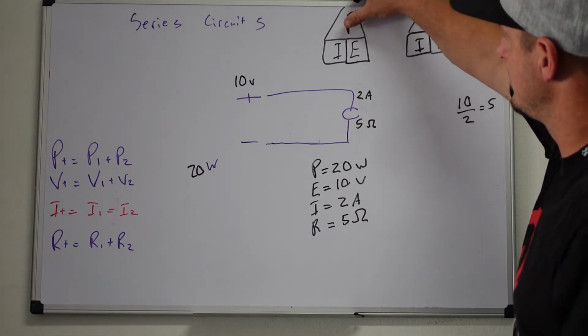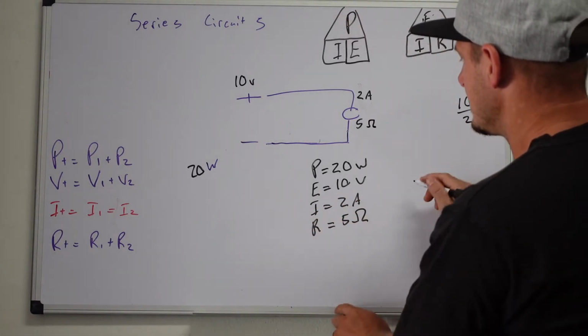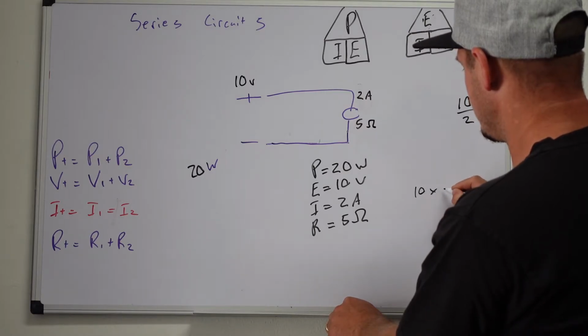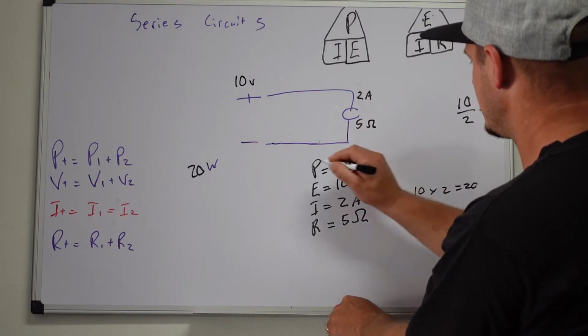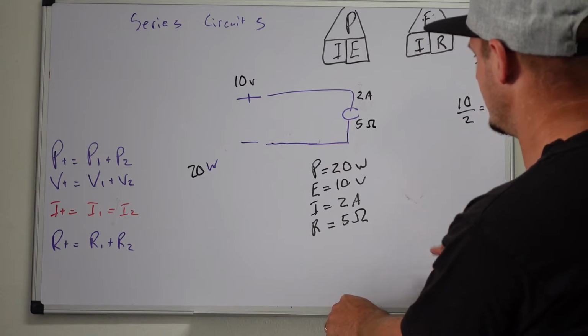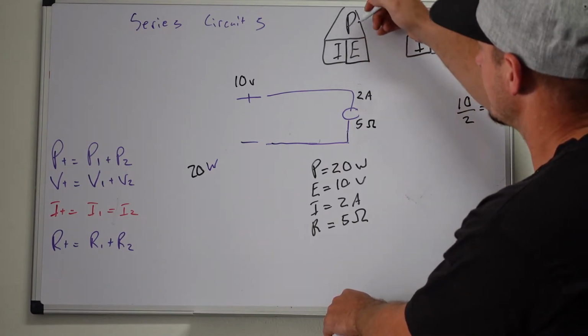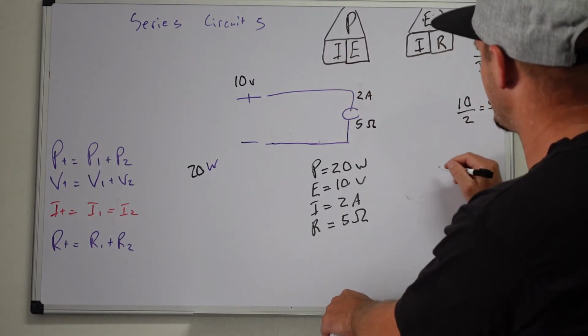To get P, let's do I times E, right? So 10 times 2 is 20. Checks out. We're good. So for I, we cover I and we get P over E.